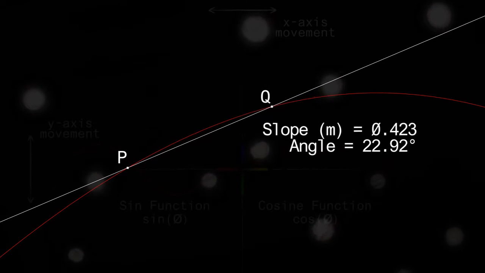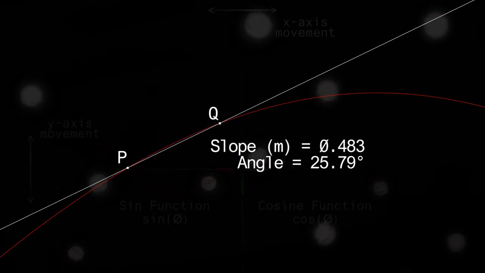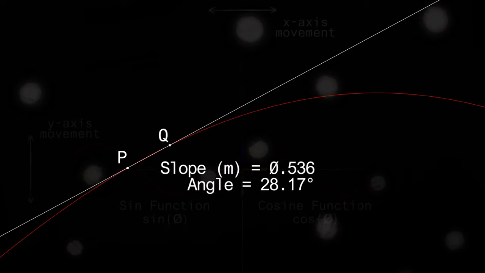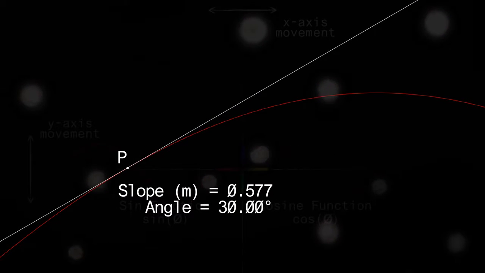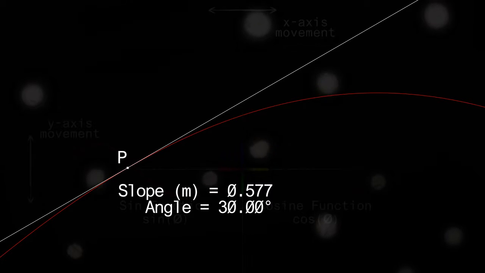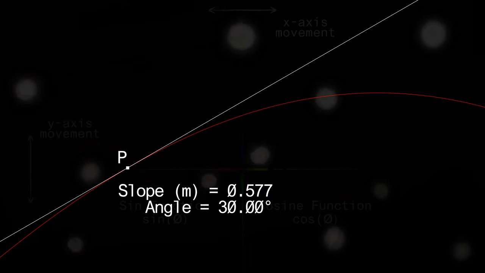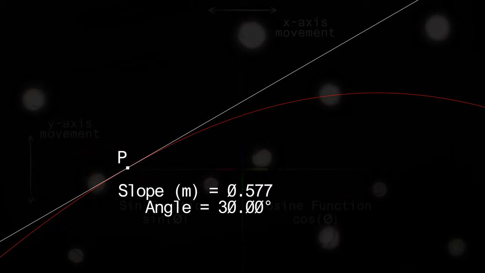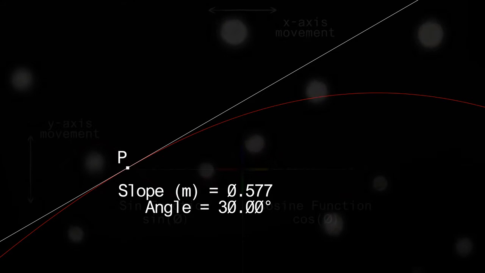As point Q approaches point P, the approximation becomes more and more accurate. If we make point Q infinitely close to point P, the secant line touches only a single point on the function and becomes a tangent line. The slope of the tangent line gives us an exact value of the instantaneous rate of change at the single point P, our derivative. Note that our initial approximation of the slope at point P was 21.15 degrees, and our final exact value for the slope was 30 degrees.